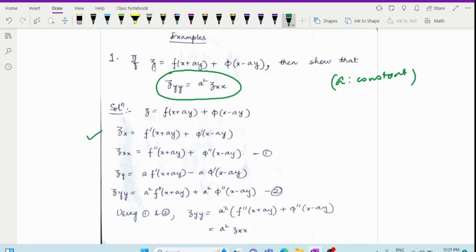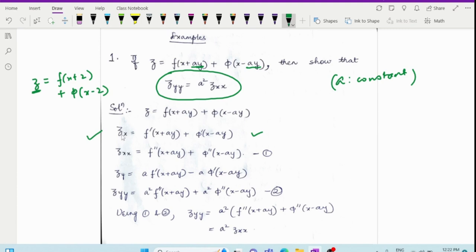Now keep in mind that when you are differentiating partially with respect to x, y is like a constant. So this ay appearing inside f and phi, they are like constants. So it's like z is f of x plus something, plus phi of x minus something. So something constant is appearing here when you are differentiating partially with respect to x. So what will be the derivative? It will be the derivative of f into the derivative of x plus ay with respect to x, which is 1. So we don't write anything here. Similarly, the derivative of phi with respect to x into the derivative of x minus ay with respect to x, which is 1. So using the chain rule, simply you get zx is equal to this.